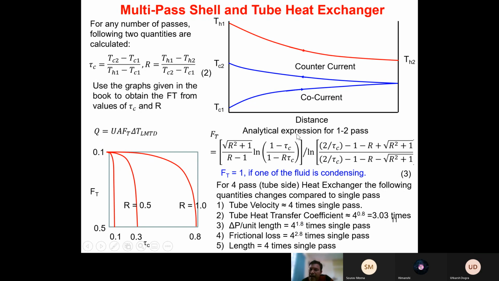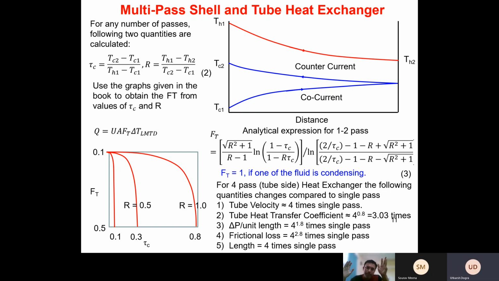But for a simple design of 1-2 pass, an analytical expression of Ft is also given here in the slide. For 1-2 pass, if you don't want to use this graph, you can put the value of R and tau C in this equation and calculate the Ft value directly without looking at the graph itself. Another interesting thing to note, no matter what type of multi-pass heat exchanger you are using, if one of your fluids is condensing, this word is very important, either in a shell or in a tube, in that case, the F factor is just 1. Okay, so can you see the point? Why we have looked at the correction factor? Is it clear to everyone?